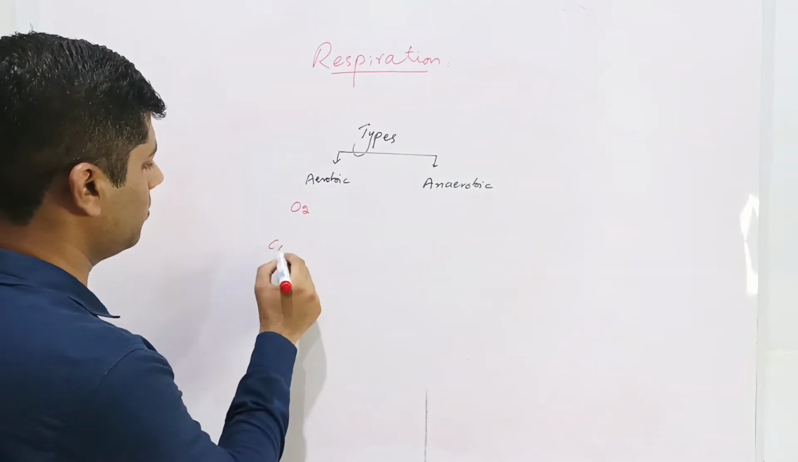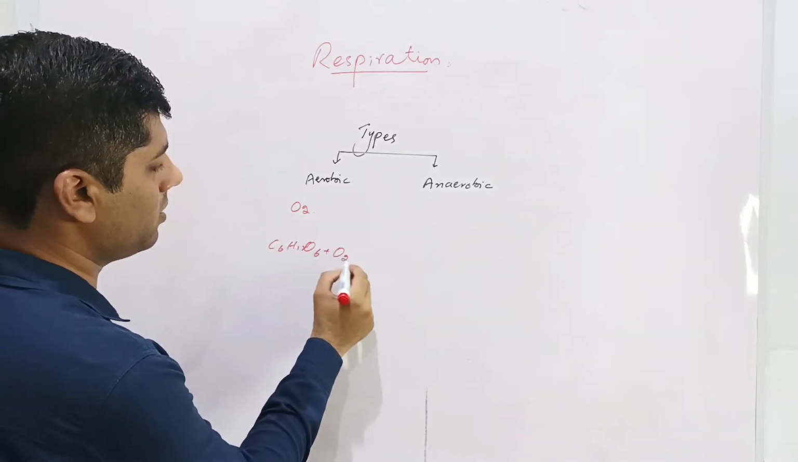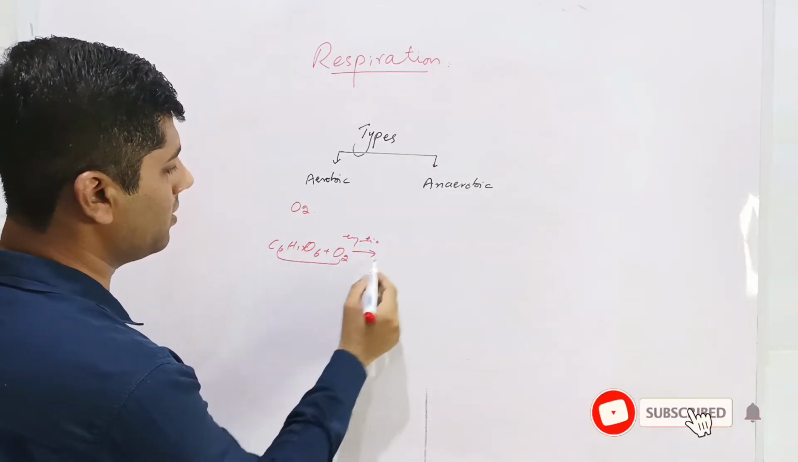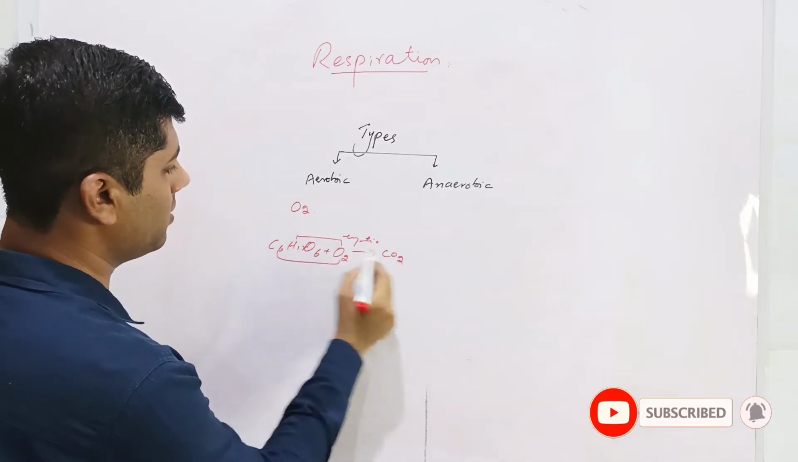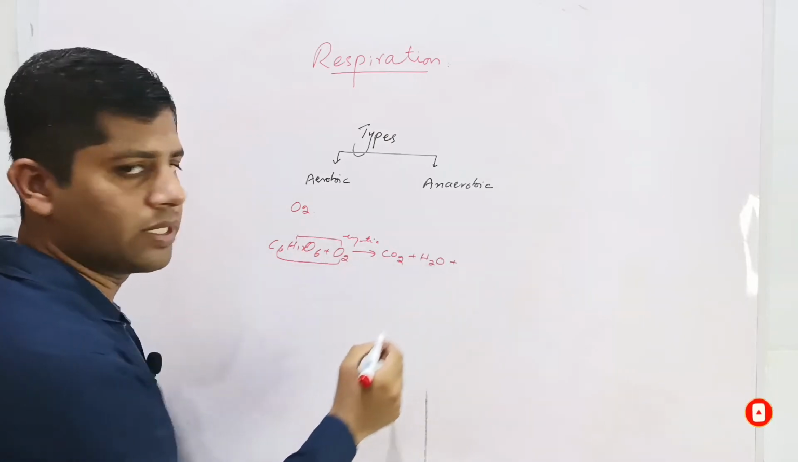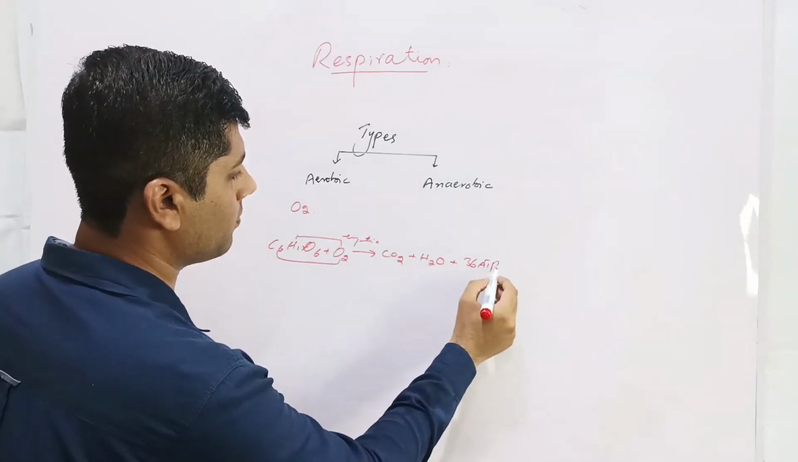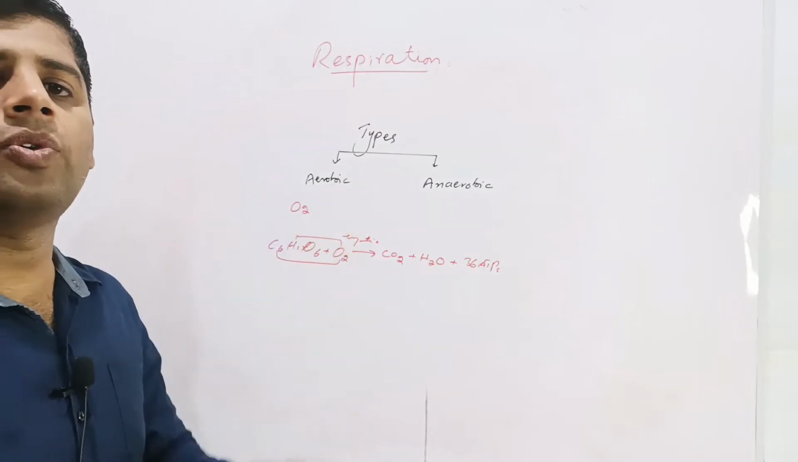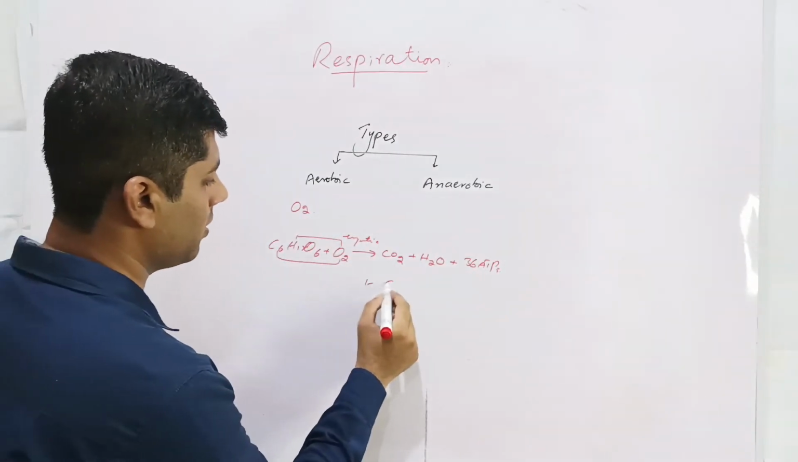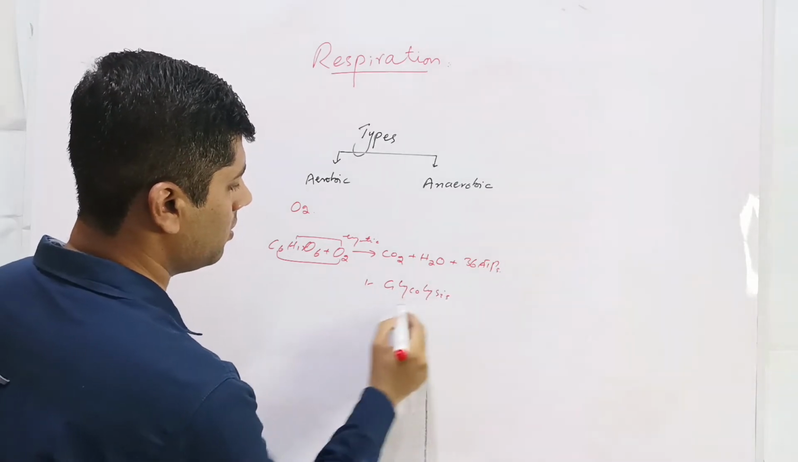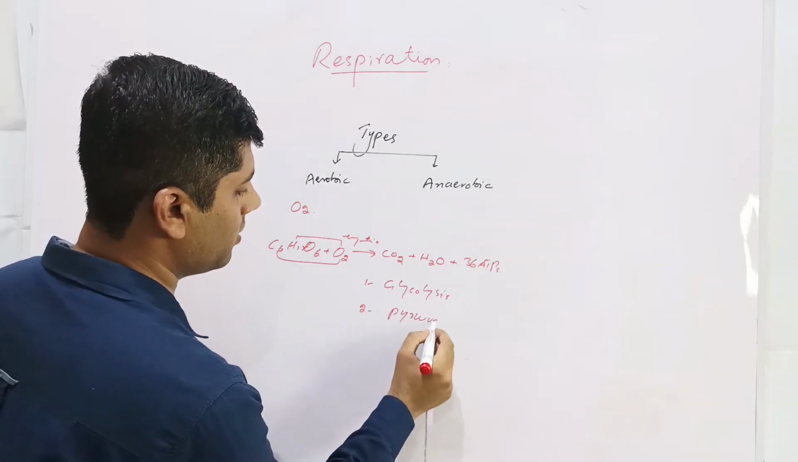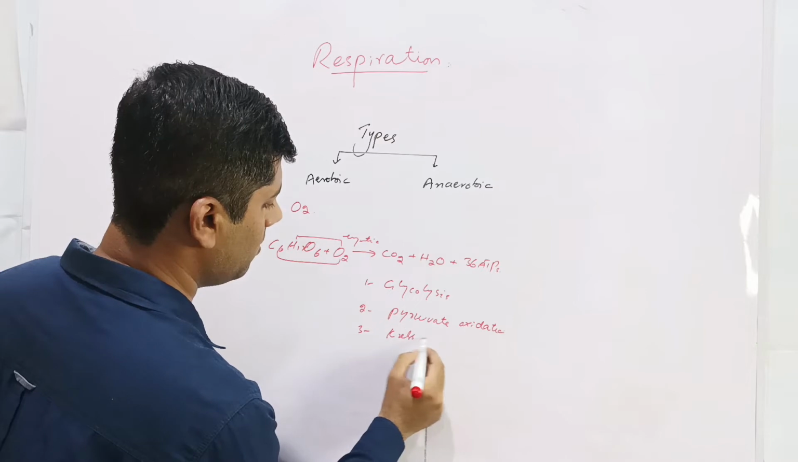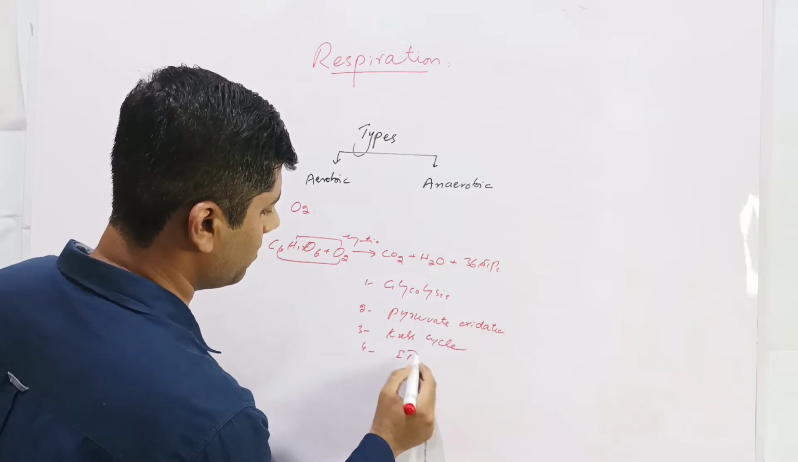The net reaction is glucose reacted with oxygen molecule in the presence of enzymatic steps. The carbon and oxygen yield carbon dioxide, hydrogen and oxygen give water, with the result of 36 ATPs. This aerobic respiration is completed in four steps or four phases. The first one is glycolysis, second one is pyruvate oxidation, third step is Krebs cycle, and fourth step is electron transport chain.